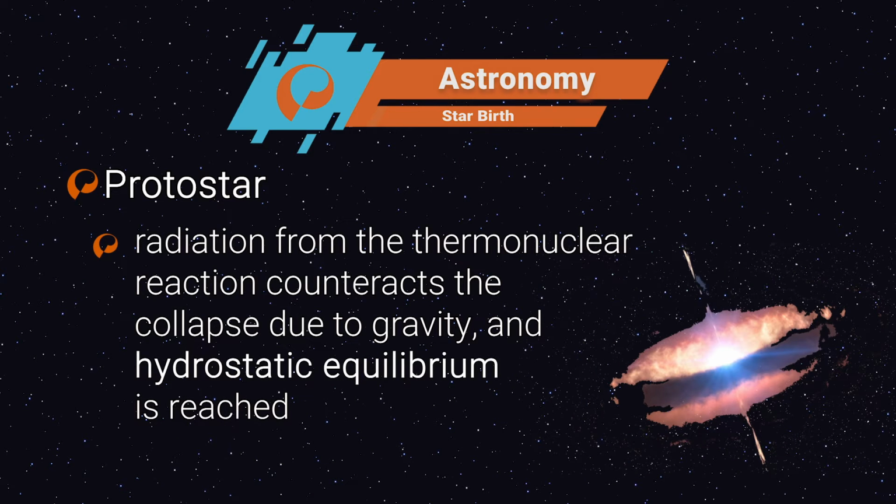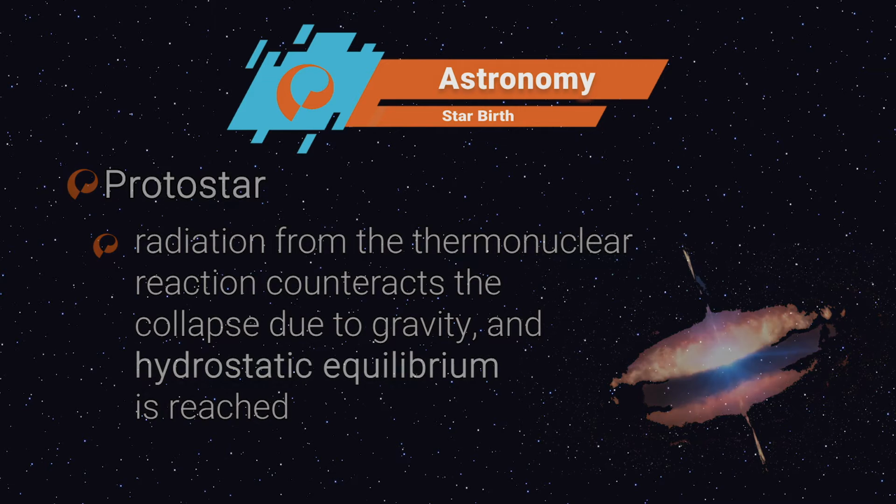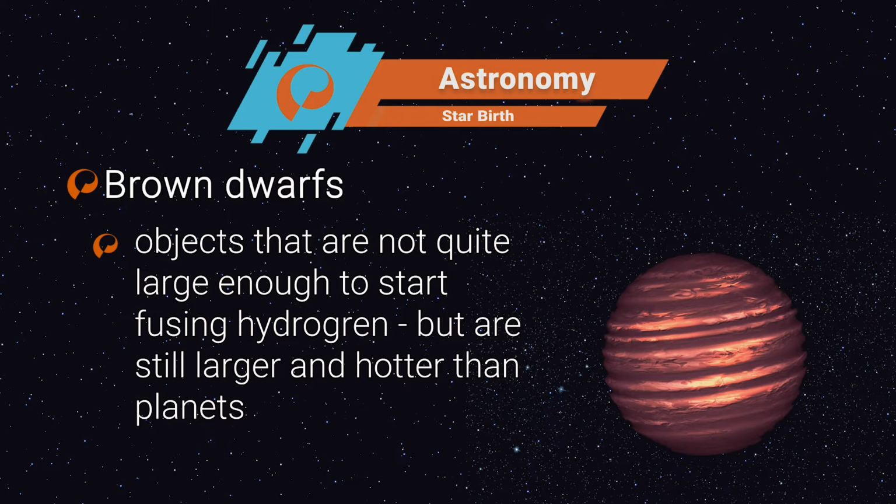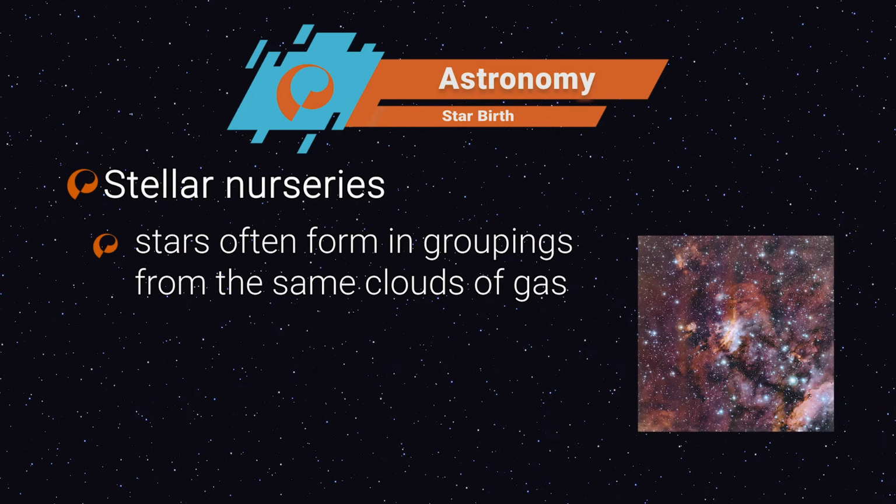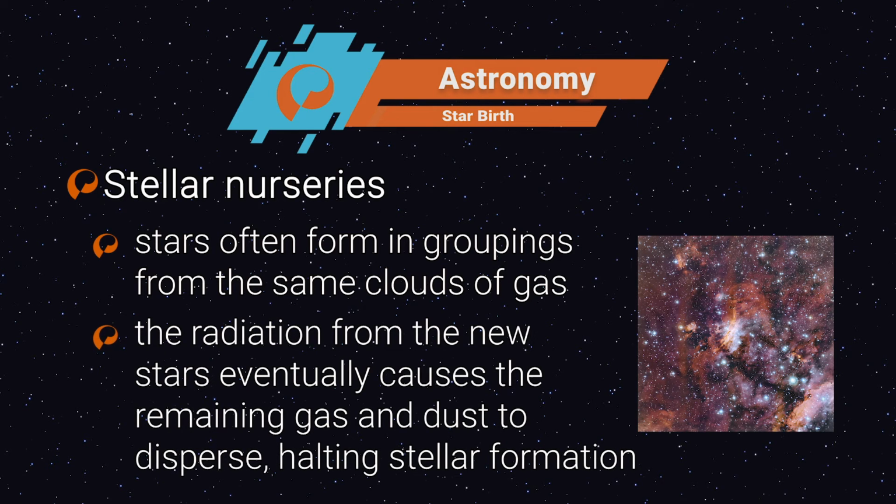Radiation from the thermonuclear reaction counteracts the collapse due to gravity, and hydrostatic equilibrium is reached. Objects that are not quite large enough to start fusing hydrogen, but are still larger and hotter than planets, are called brown dwarfs. Stars often form in groupings from the same clouds of gas called stellar nurseries. The radiation from the new stars eventually causes the remaining gas and dust to disperse, halting stellar formation.